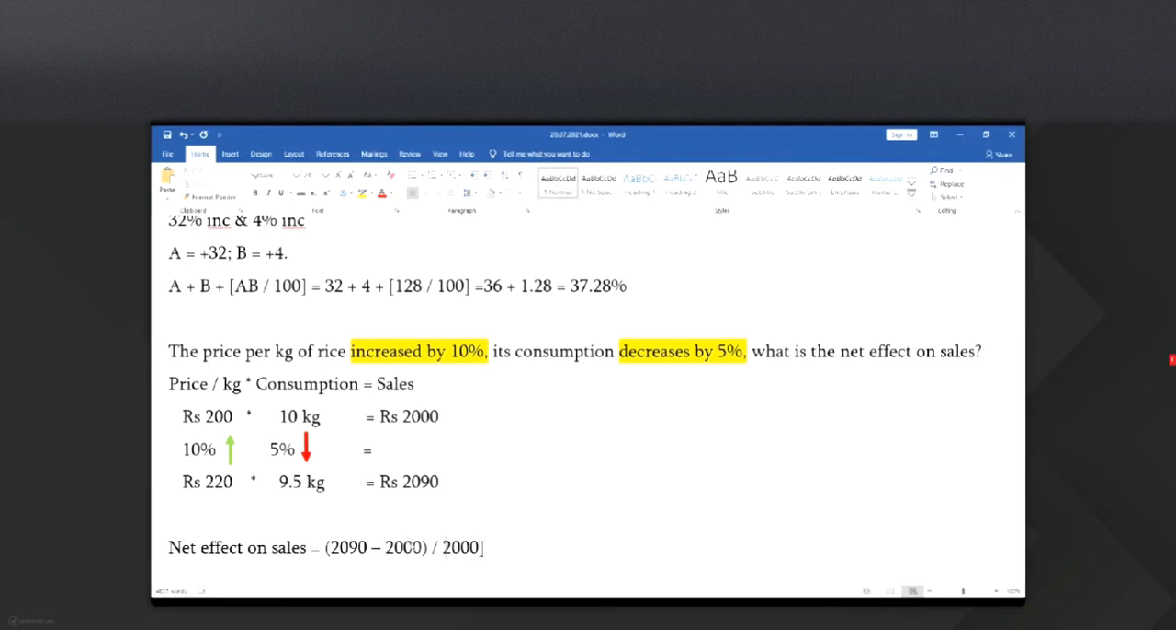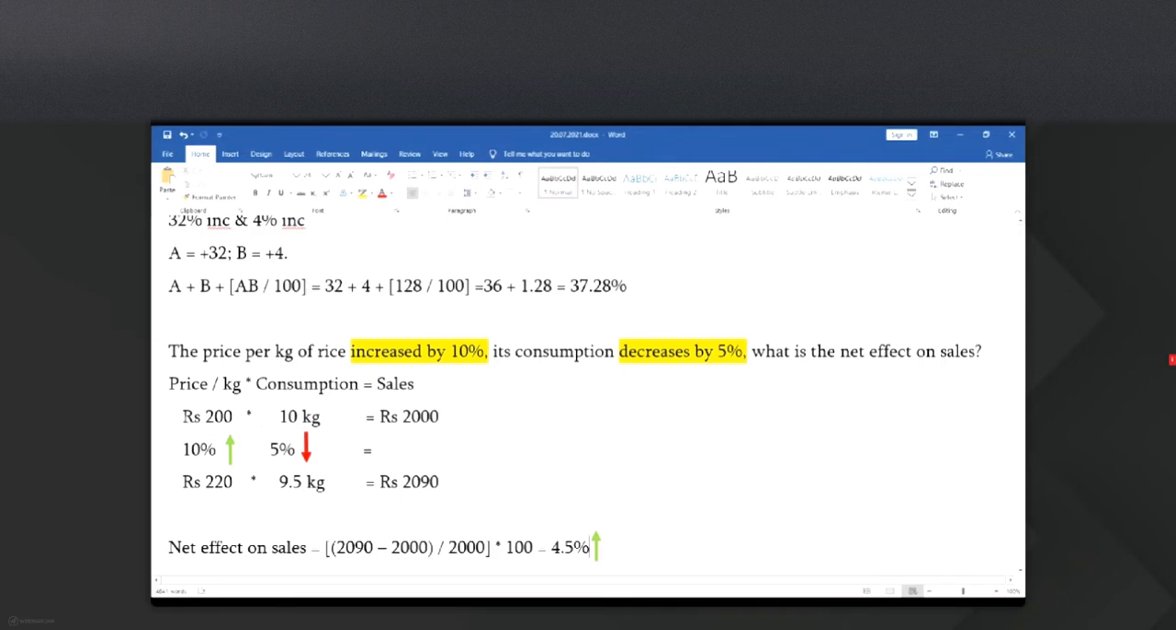Now, if you solve this, you will get some percentage. Let me just show you what answer you're getting. You solve this, you will get 4.5%. So what it means is, guys, because of the 10% increase in price per kg and 5% decrease in consumption, the net effect is there is a 4.5% increase in sales. What is the net effect? The net effect is there is a 4.5% increase in sales. So the answer is 4.5%.